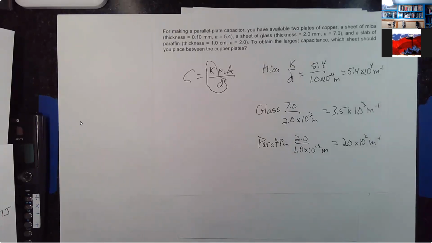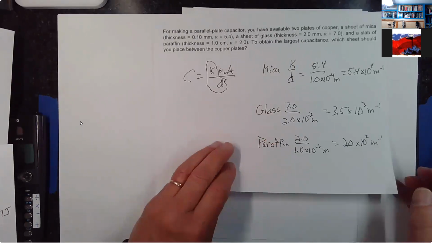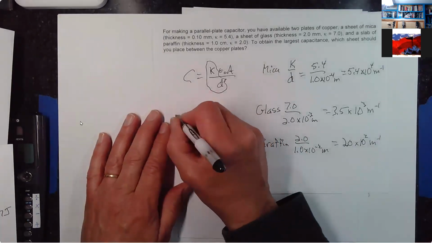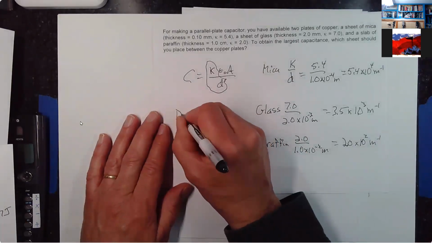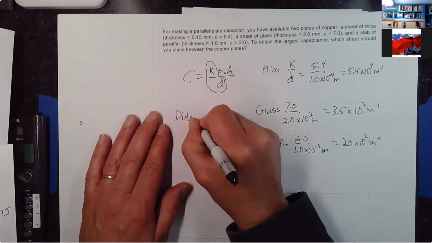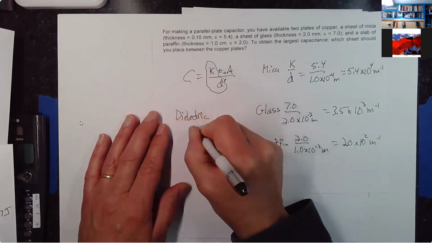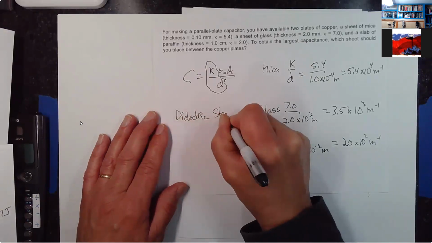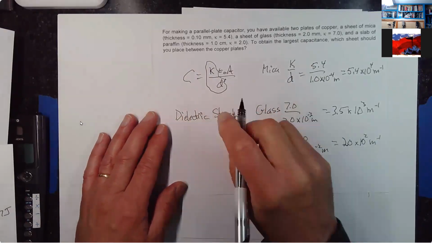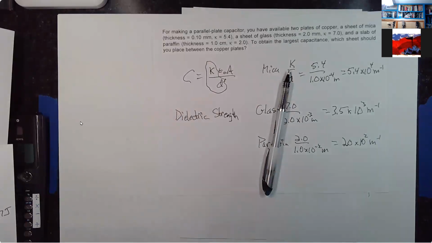So the mica by far would be the better choice if you're trying to make a capacitor out of that. Although this isn't the only thing to consider. Something else that you might want to think about is the dielectric strength. And I can't remember if they have that in your book anywhere or not. I didn't see it in this section.